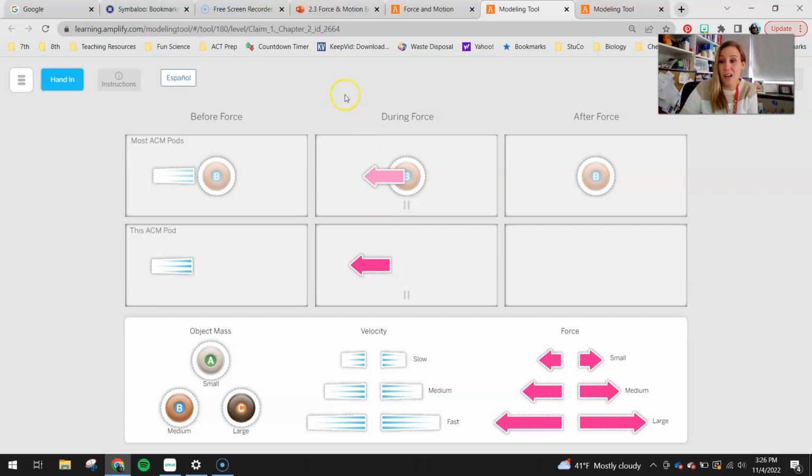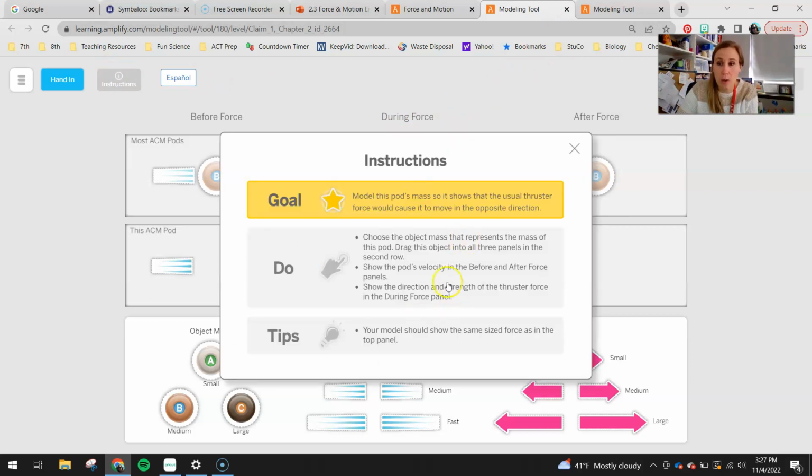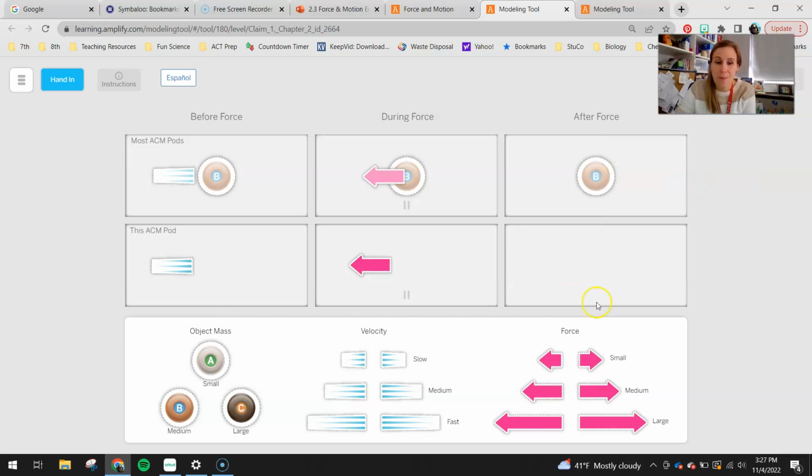Is it going to turn around? Is it going to start? Is it going to stop, speed up, slow down, those kinds of things? Which one's going to be the larger change that you see? Again, remember that in claim 1, the object turned around and moved in the opposite direction. So go ahead and choose the correct velocity to go on the after force puck.